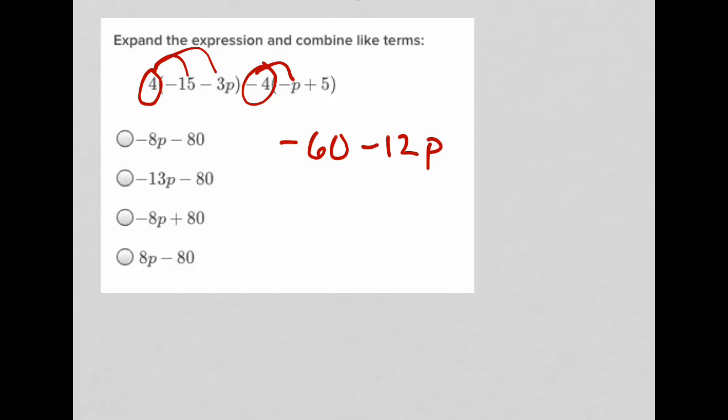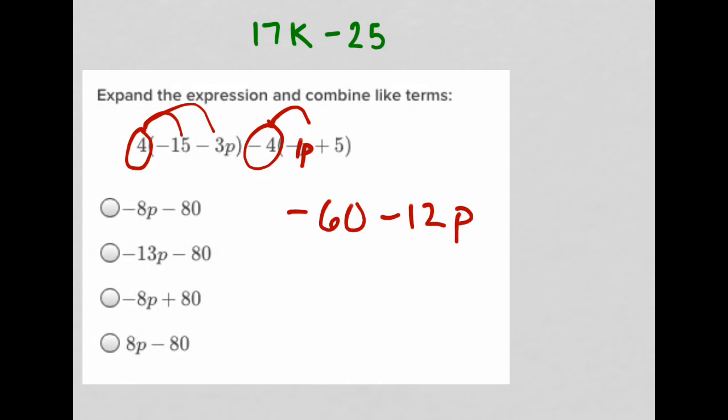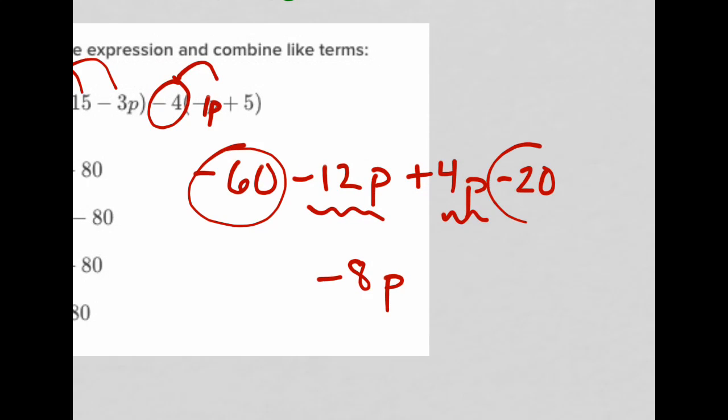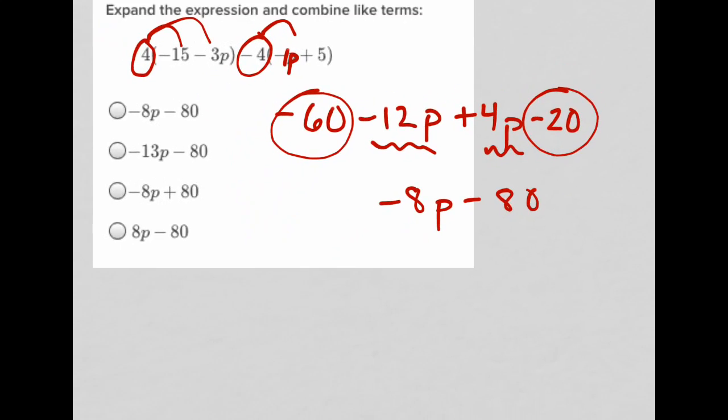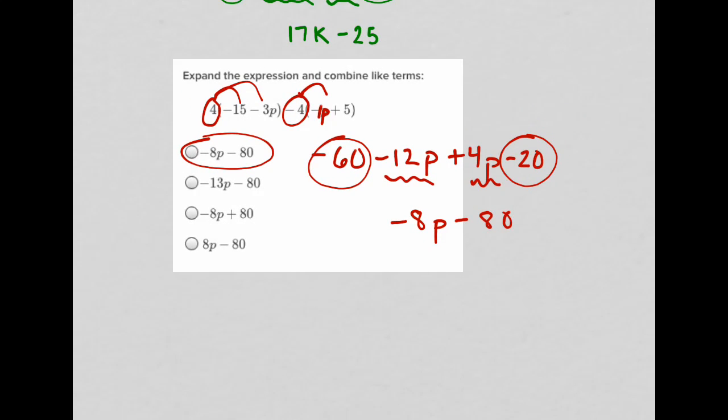And then now I have to do negative 4 times negative p. Oh, this is a good one. Here, that's like a negative 1p. Right? When there's no number in front, you can put a 1 in front. So negative 4 times negative 1 is positive 4. Tack on the p. Negative 4 times 5 is negative 20. All right, now I can combine like terms. They're opposite signs, 12, 11, 10, 9, 8. Negative 8p and negative 80, I think. So it's the first one. There we go. Sweet beans. Nobody says that. We're done.